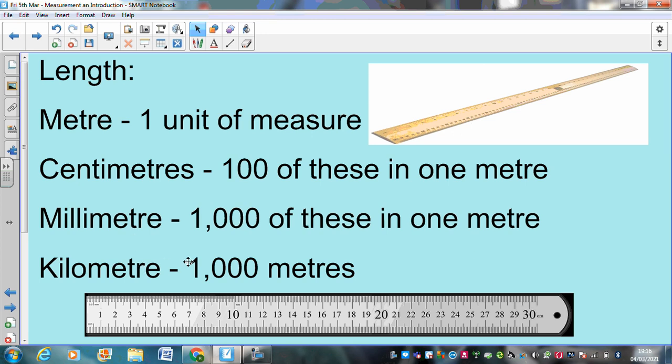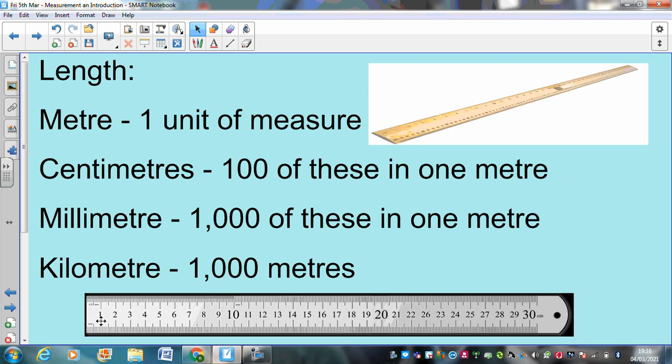And kilometre, there's 1,000 of these metres in a kilometre. Now, I've put this ruler down the end here just to confirm with you. This is a centimetre ruler like you'll have back home. And you can see there's 30 centimetres. In fact, it goes to 30.5 centimetres on this ruler. And then in between these small lines are all millimetres.